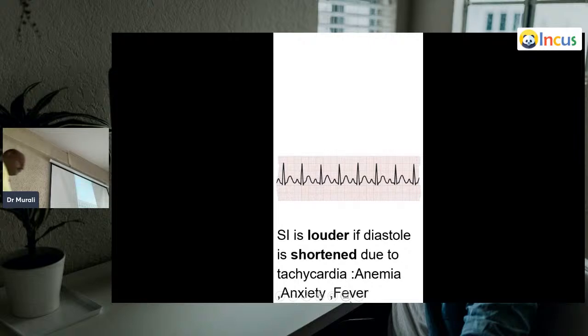So, S1 is louder if diastole is shortened. Anything that shortens the diastole or delays the diastole will make it louder, because the valves have already come closer to each other, right? So anemia, anxiety, fever, all these hyperdynamic conditions, tachycardia. If there is a tachycardia, you can shorten the diastolic filling time. Shortened diastole means by the time the closure is happening, they are very wide apart, and that will typically lead to a louder S1.